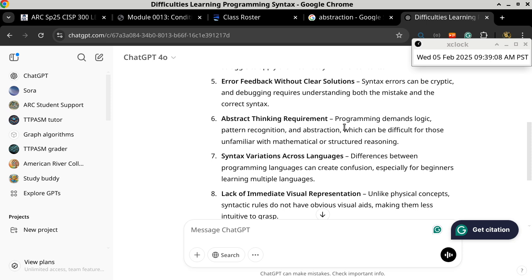Abstract thinking requirement. Programming demands logic, pattern recognition, and abstraction. That is true. Okay, so the AI response is not wrong. It is actually true, which can be difficult for those unfamiliar with mathematical or structured reasoning. So the question is, do you like to solve problems? Do you like to solve puzzles? People who like to solve puzzles may not have taken a programming class before this, but the logic comes easier for them because they understand, oh, okay, I can get the logic.